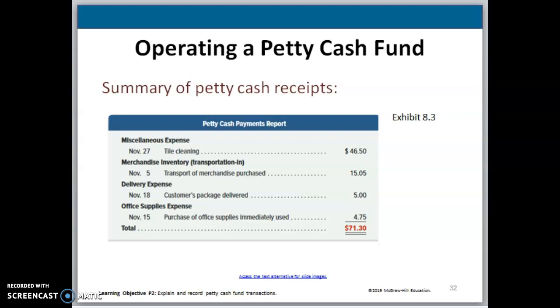So if we started with $75 and we spent $71.30, then we should have the difference of $3.70 remaining in that fund. So we had $75 that we started with, we spent $71.30, we get the difference. That's how much cash should be left in that cash box.